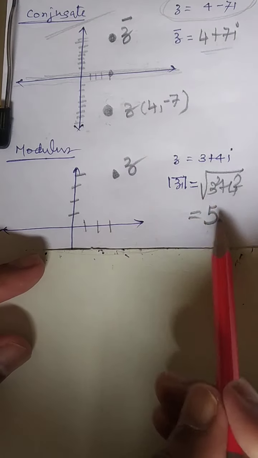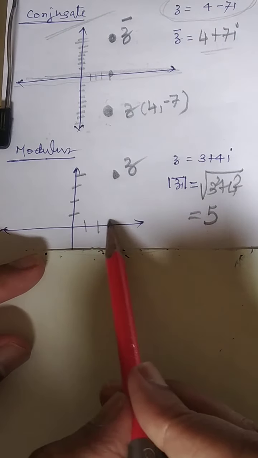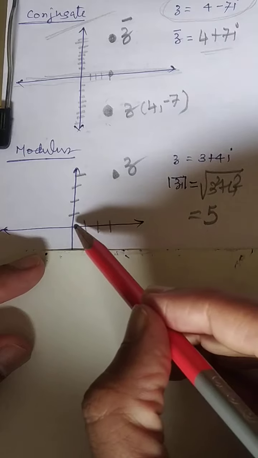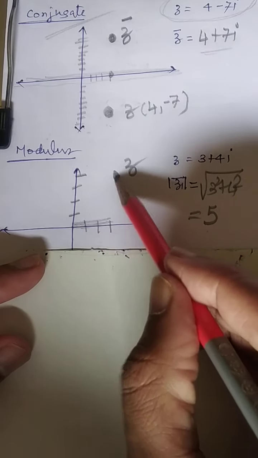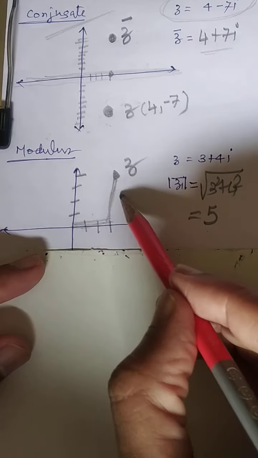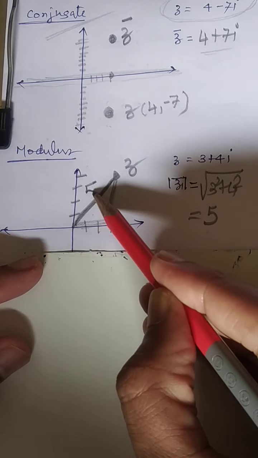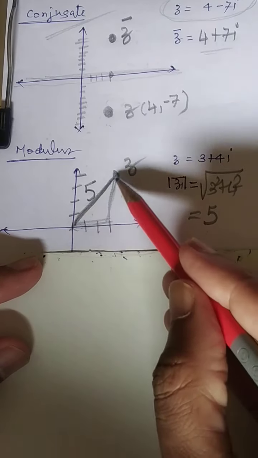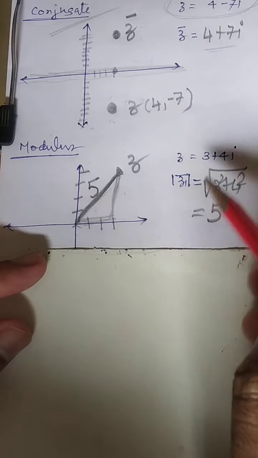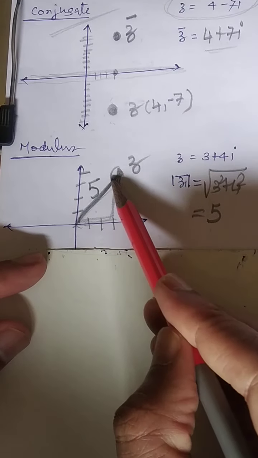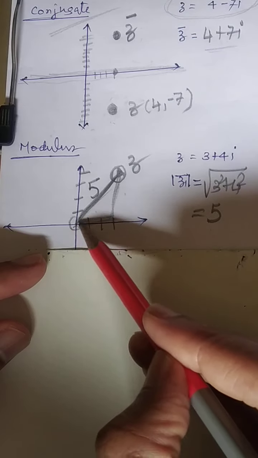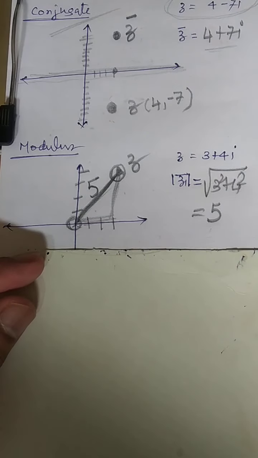Now, what does this 5 represent over here? This distance is 3. This distance is 4. Suppose I am looking at this one. This is 3 and this is 4. This answer you are getting by obtaining the modulus. Modulus means you are trying to get this one. What does it mean? Modulus gives you the distance of the complex number from the origin.